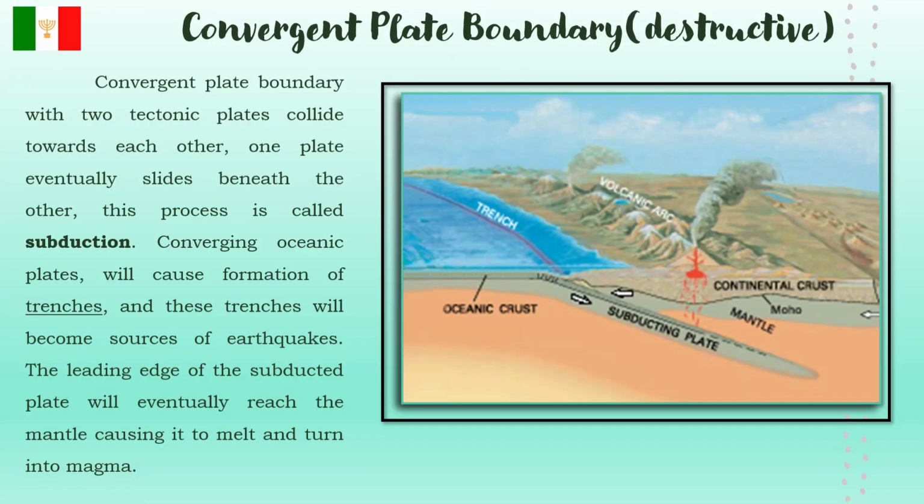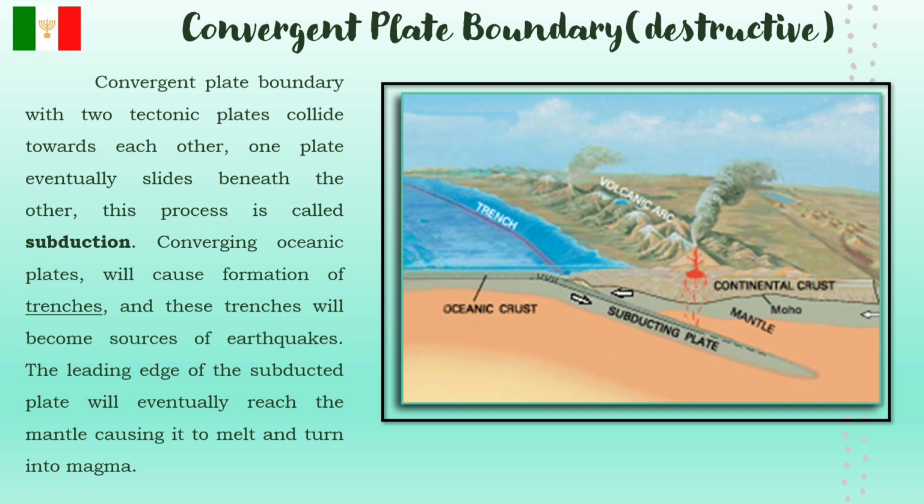The last type of plate boundaries, nak, ay ang Convergent Plate Boundary, which is destructive. Convergent Plate Boundary, where two tectonic plates collide towards each other. One plate eventually slides beneath the other. This process is called subduction.